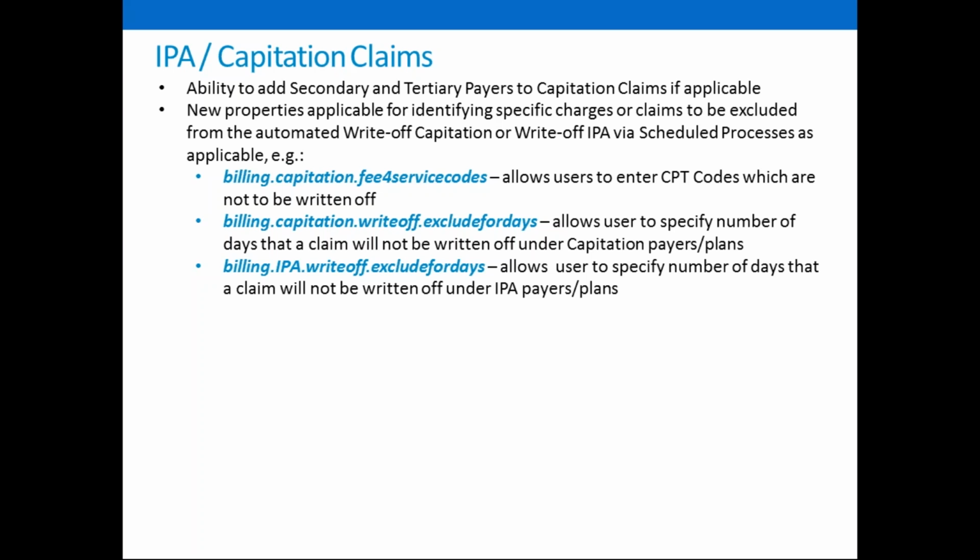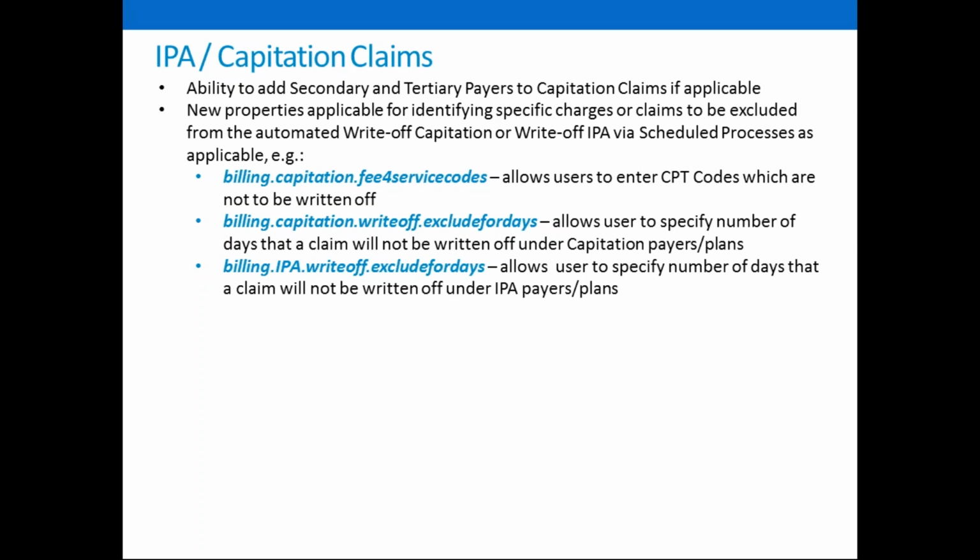Along with that, there are new properties to accommodate these specific services that are billable in those scenarios. So you see here the 3 bulleted points in blue. There are some new properties that you can define: CPT codes that are not to be automatically written off after that capitated payment comes in, or the number of days to be excluded before the write-off occurs. And you can also do that for your IPA payers if that is applicable in your practice. So it would be a combination now of defining the specific service codes in these properties, as well as adding the secondary and tertiary payer beyond the capitated payer.